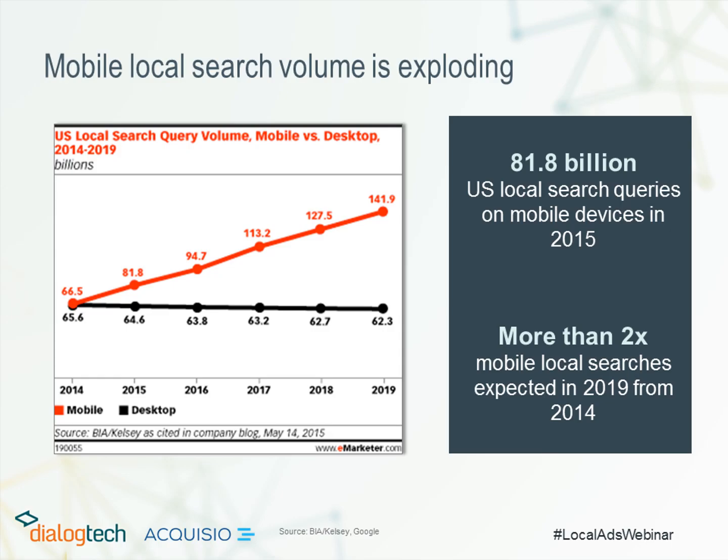So why is local search so important, and why is mobile specifically so important to local search? You can see some statistics here about how local search volumes are skyrocketing in the US, and how most of that growth, if not all of it, is on mobile devices. Last year there were almost 82 billion US local search queries made on mobile devices, and by 2019 that number is going to almost double. It has certainly doubled since 2014. Desktop is remaining flat or tapering off, but mobile search overall is skyrocketing, and the total volume of local searches is skyrocketing as well.